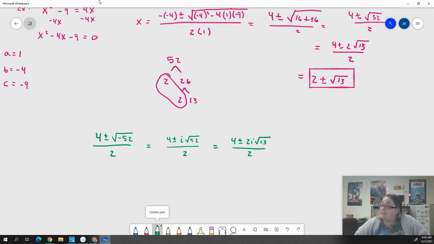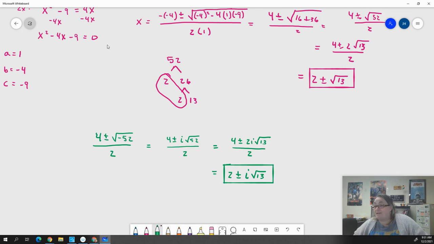And when I reduced it, it would be the same. I'd have to divide that by 2, and I'd get 2 plus or minus i times the square root of 13. That is the only difference. And I think that was easier than doing a whole other quadratic problem with an imaginary number, just to show you what would happen if that solution had been imaginary.